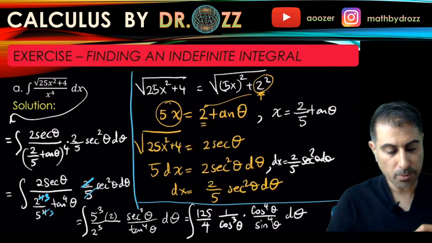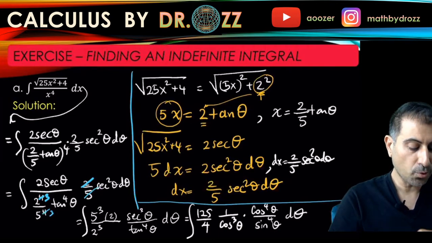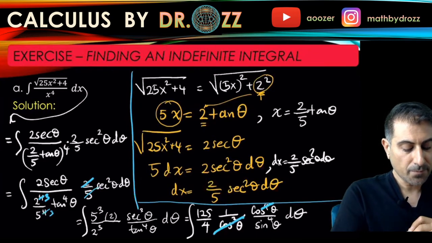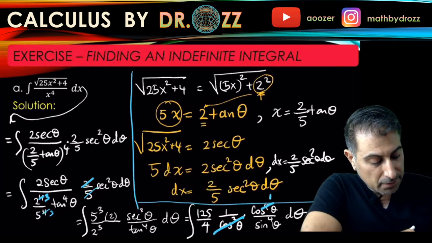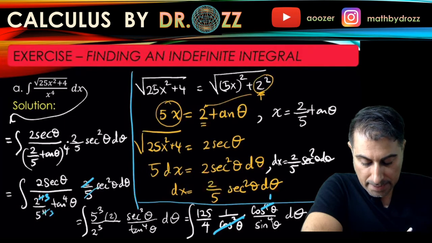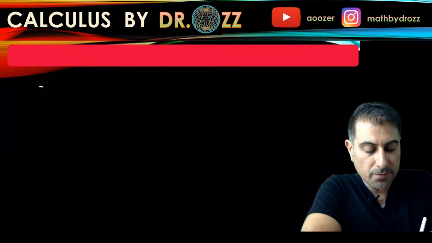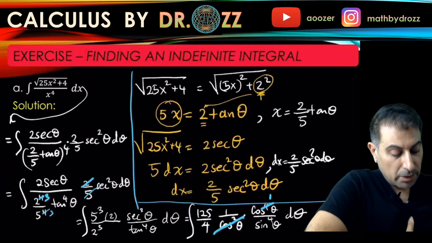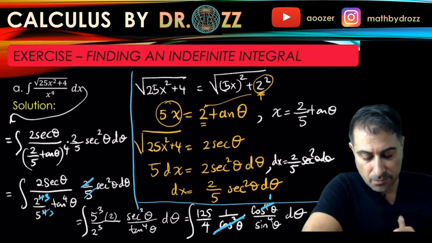All right, let's have more cancellations here. So cosine to the 4th and cosine cubed. That's going to cancel this 3rd power, and I have only cosine theta at the top. I still have sine to the 4th. I still have 125 divided by 4. Let me continue this at a newer slide. So I have 125 divided by 4, cosine over sine to the 4th.